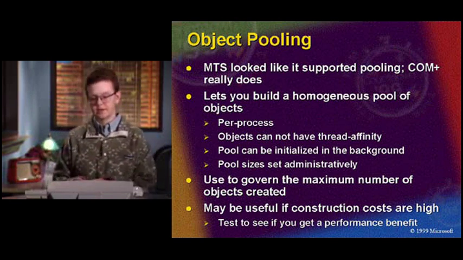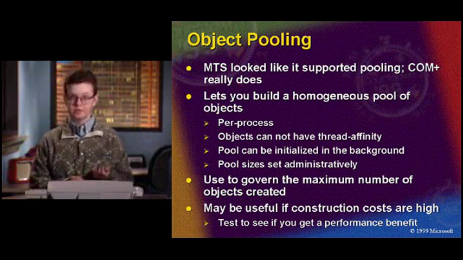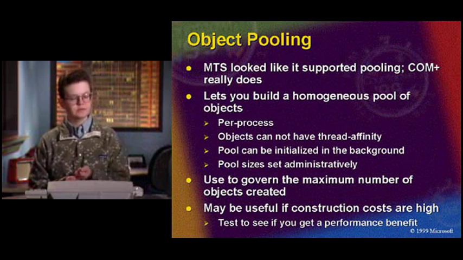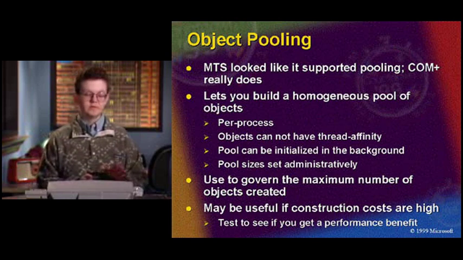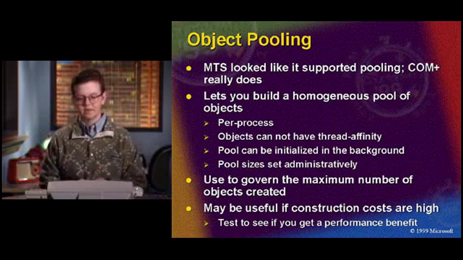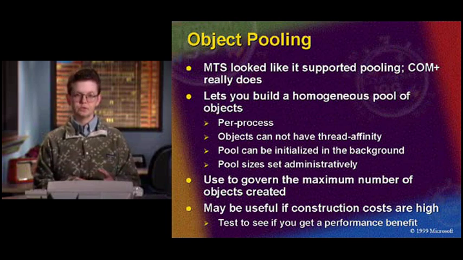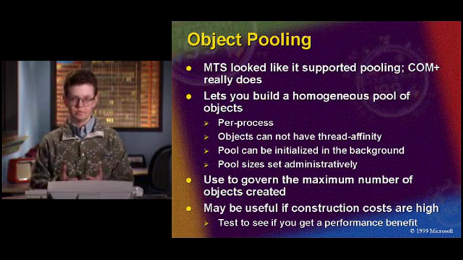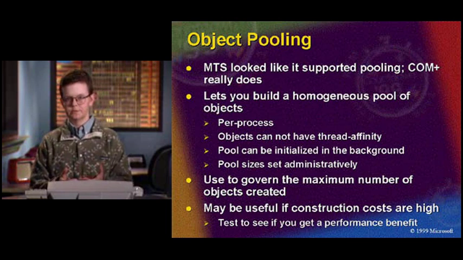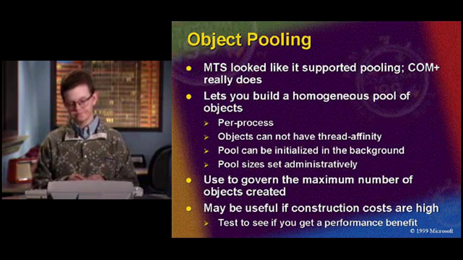The bad side is that objects that are in a pool can't have thread affinity. And 90% of the objects that have ever been created to date do have thread affinity. In fact, every VB component has thread affinity. So if you're using Visual Basic 5 or Visual Basic 6 to build your components, you're not going to be able to build components that support object pooling. We're hoping that in the future this restriction will be eliminated and that you will be able to use any language to build your components that will support pooling.